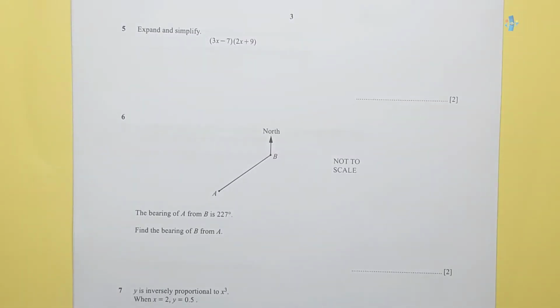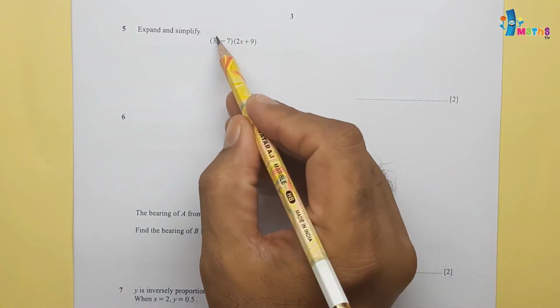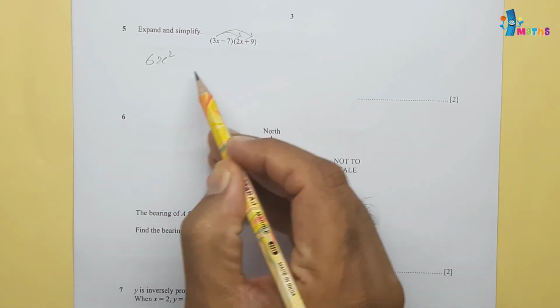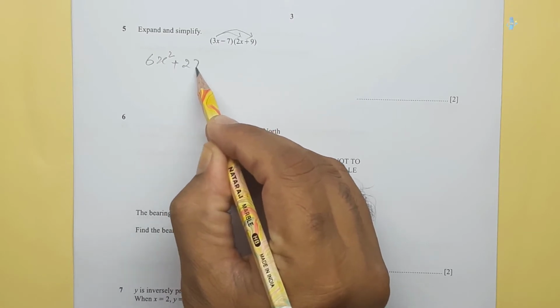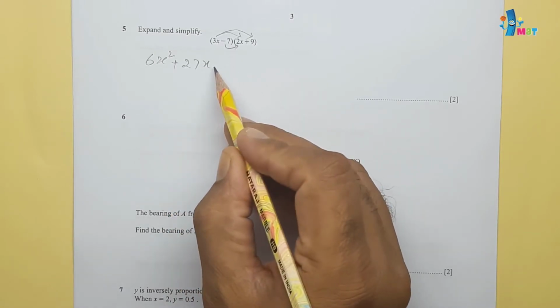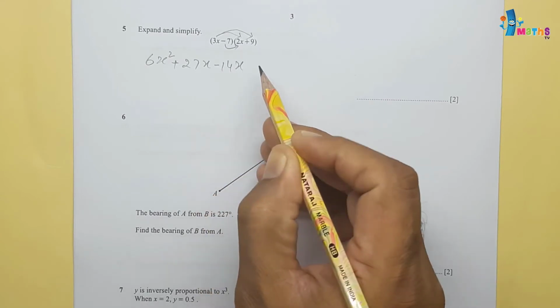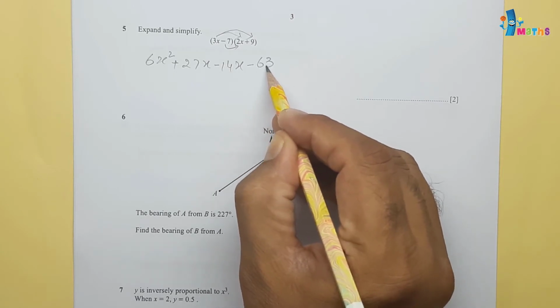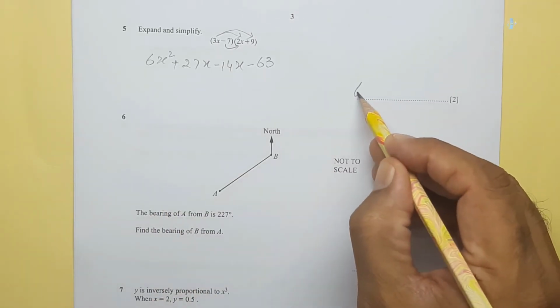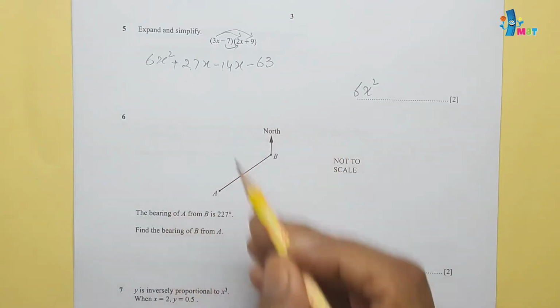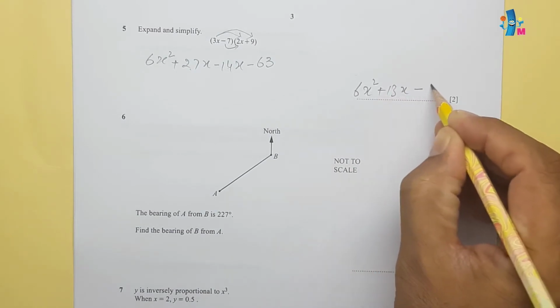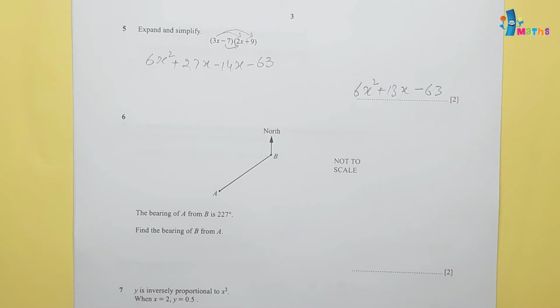Now question number 5, we have to expand this algebraic expression. So we'll be multiplying 3x with 2x, it will be 6x squared, then 3x with 9 will be plus 27x, and minus 7 with 2x will be minus 14x, and minus 7 with 9 will be minus 63. Final answer will be 6x squared, 27 minus 14 will be 13, so plus 13x and minus 63. This will be the answer.